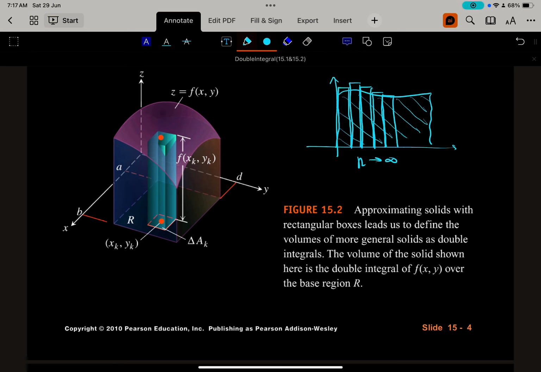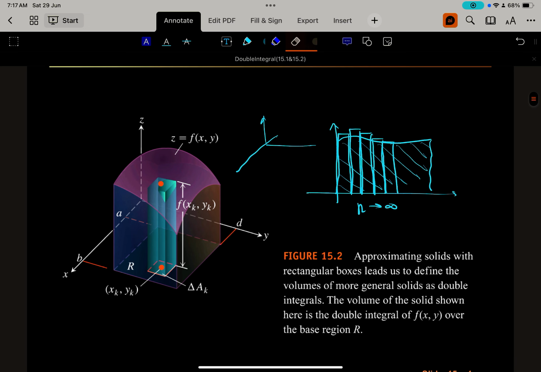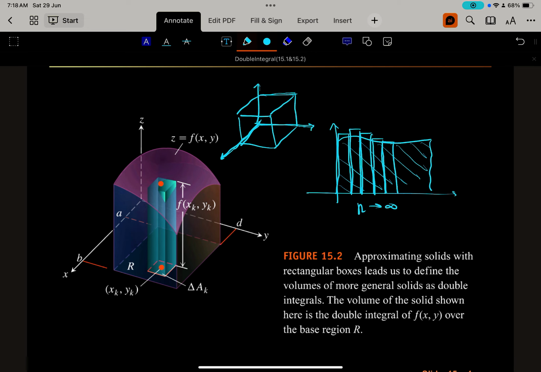So we're taking rectangles. Now if we talk about a solid, which is basically what we have here, let's try to draw a simple solid. Now if we're talking about a solid, so let's say a cube like this, let's say this cube. Now we want to approximate the volume of this cube. We used to approximate the area, now we want to approximate the volume of this cube.